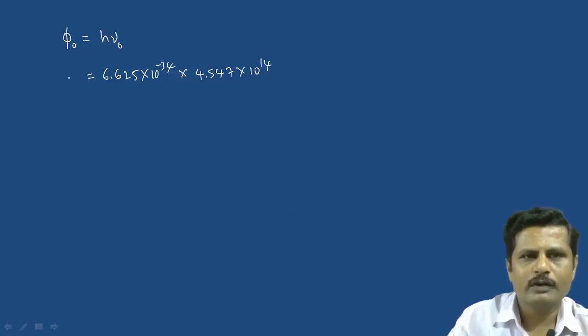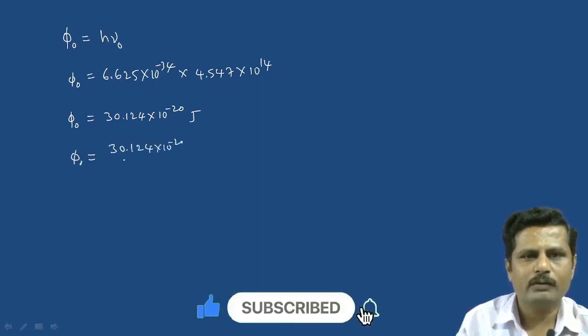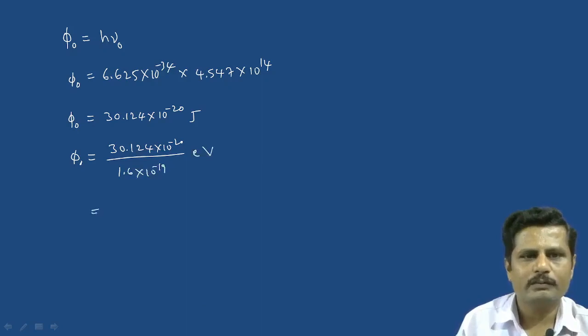On simplifying, we get the work function equals 30.124 into 10 raised to minus 20 joule. But this should be expressed in electron volt, so let me divide this by 1.6 into 10 raised to minus 19. Then it will become electron volt. On simplifying this, we get 1.88 electron volt.